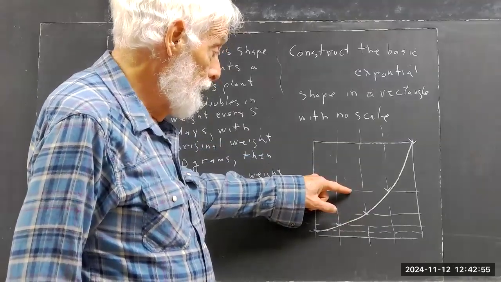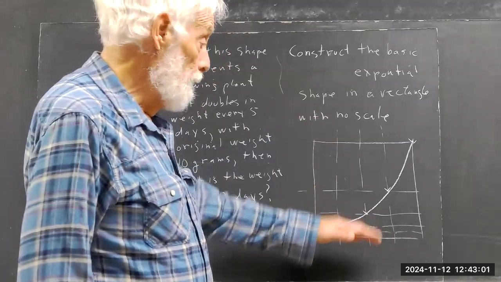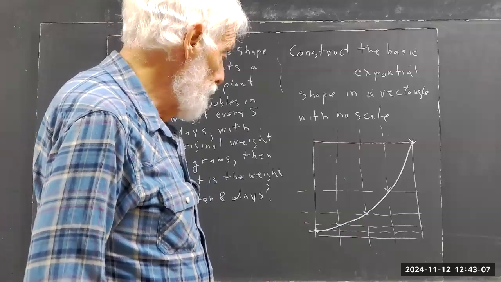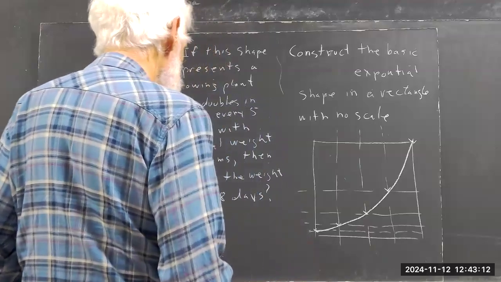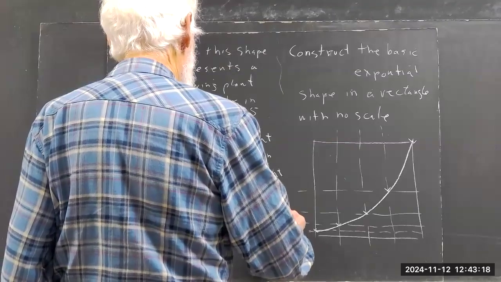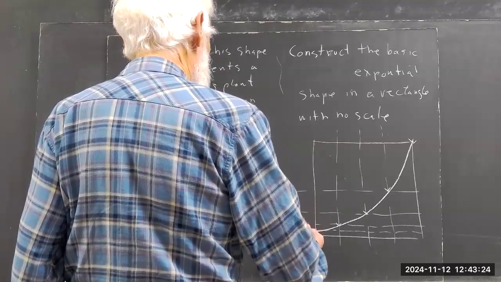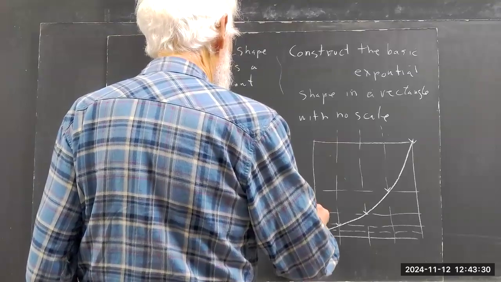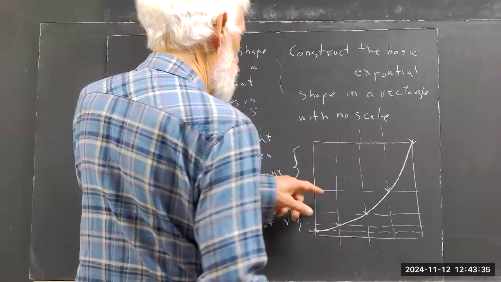Well, it's going to be on this line, because every one of these lines is twice as high as the one before it, right? The y value doubles for every one of these lines. Okay. So in the first place, these are doublings. Okay, from here to here, from here to here, from here to here, and from here to here.